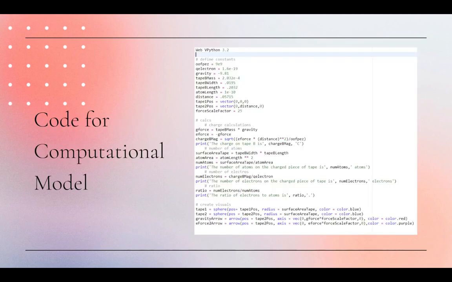In order to perform these calculations, I needed to assume that the charge on tape A and tape B were the same. An atom's shape can be approximated as a square. Each tape could be treated as a point charge, and air resistance on a moving object could be ignored.